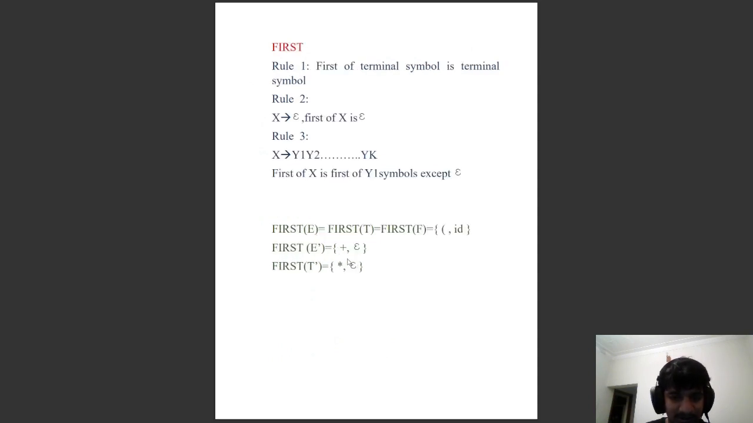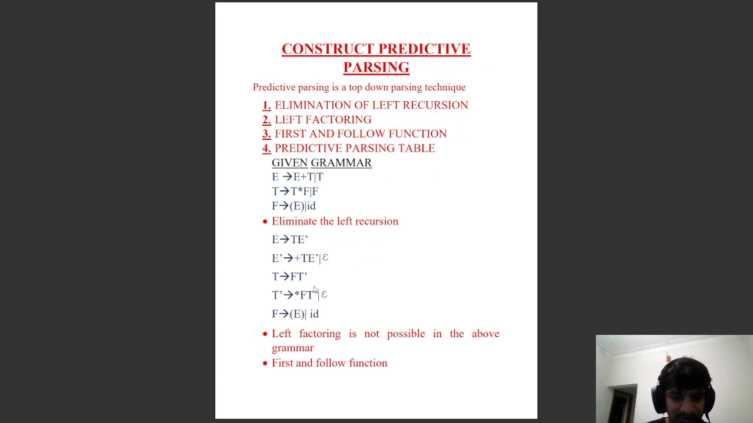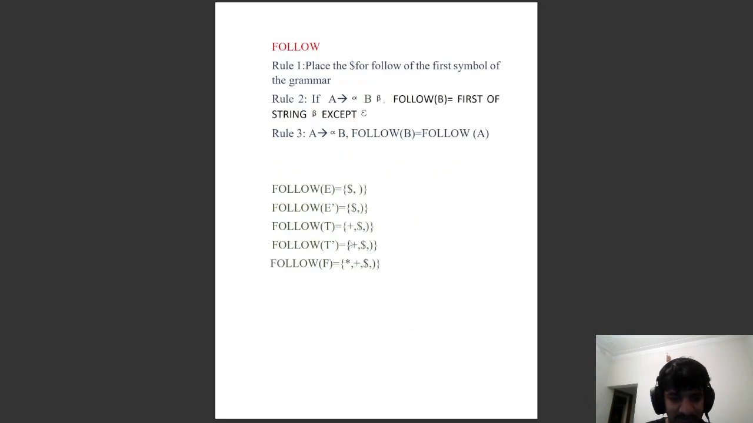Next follow of T dash, we search for T dash here. As you can see, there's nothing following that, so you take follow of T itself, which is the same, plus dollar sign and opening bracket.